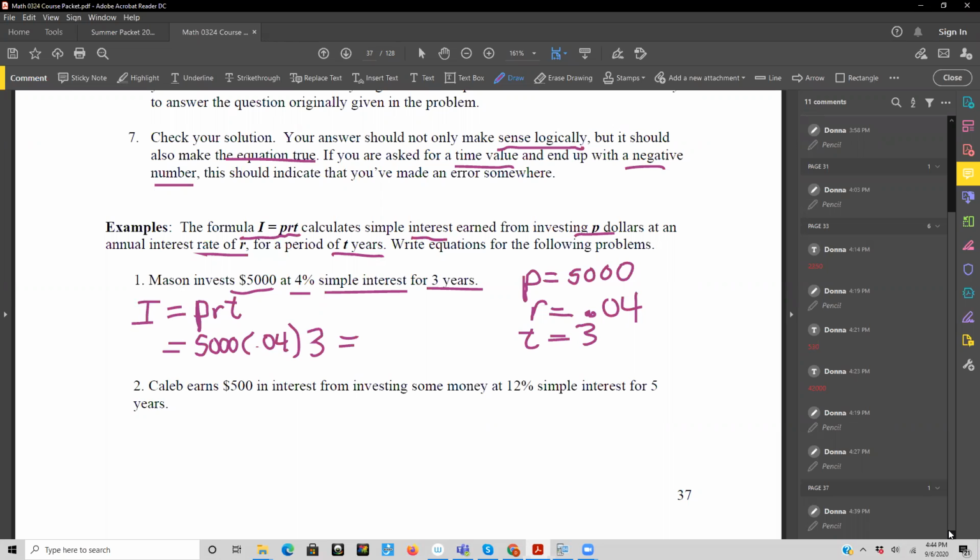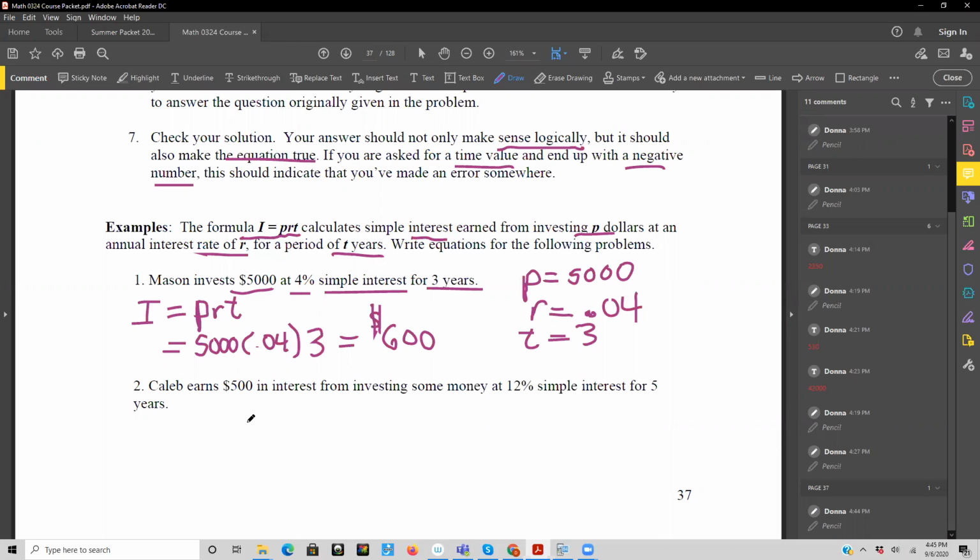I do have one here. 5,000 times 0.04 times 3, and I get $600. All right, so I'm going to put some units on there. This tells me in 3 years, this is not how much money he's going to have. It's the interest he earned. He earned $600 in interest. So he would have, if he leaves that money in there, $5,600, because I add the principal to the interest to get his ending balance.